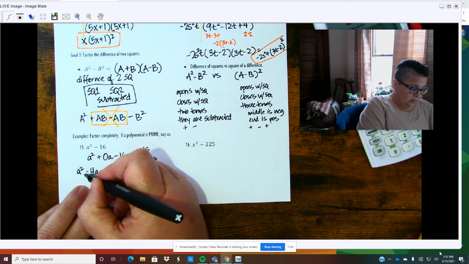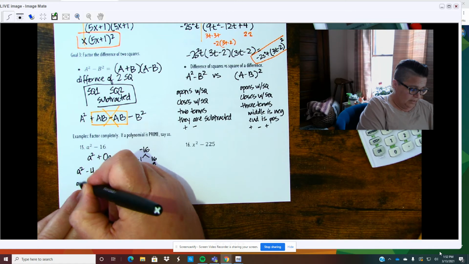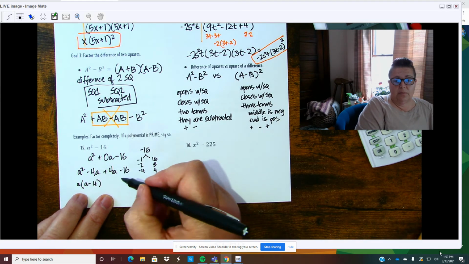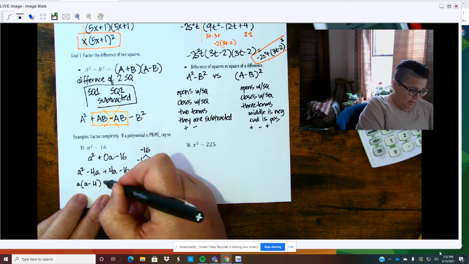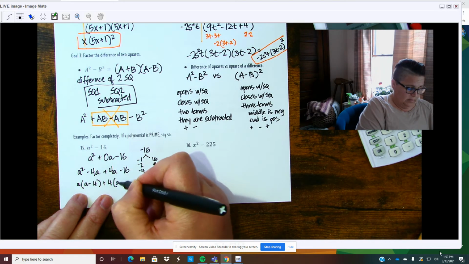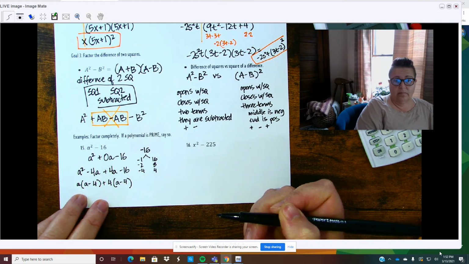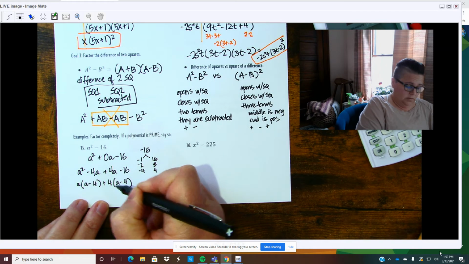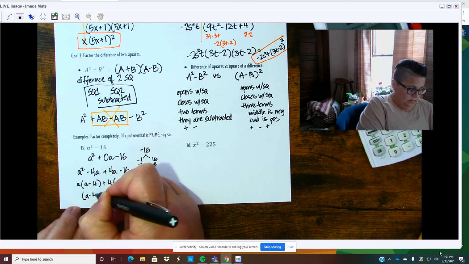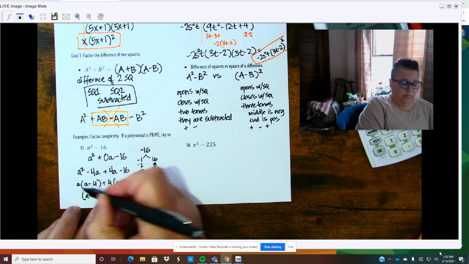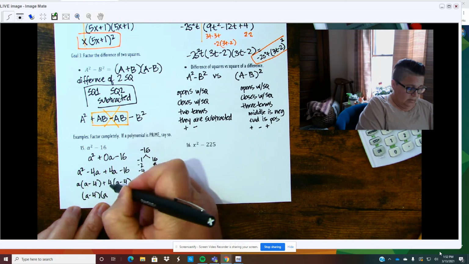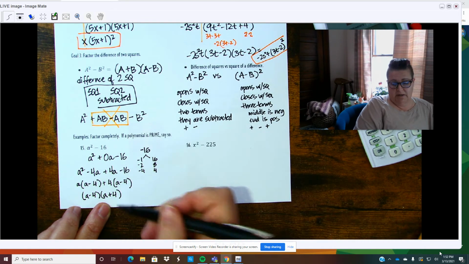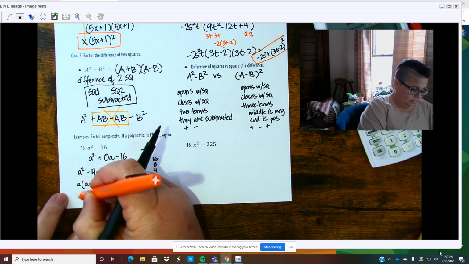So now when I factor by grouping and I look at the first two, I can pull an a out and I'm left with a minus 4. And when I look at the second two, I can pull a positive 4 out and I'm still left with a minus 4. This a minus 4 is in both terms. So I'm going to pull it out front. And I'm left with an a in the first one and a plus 4 in the second one. So I have a minus 4, a plus 4.